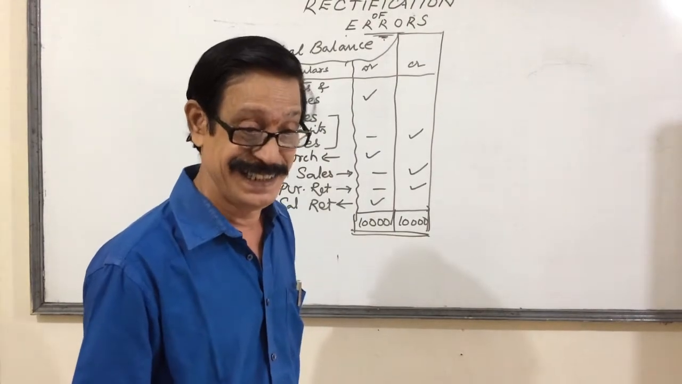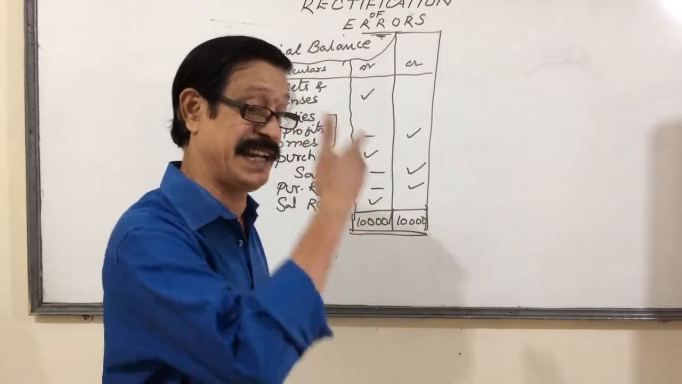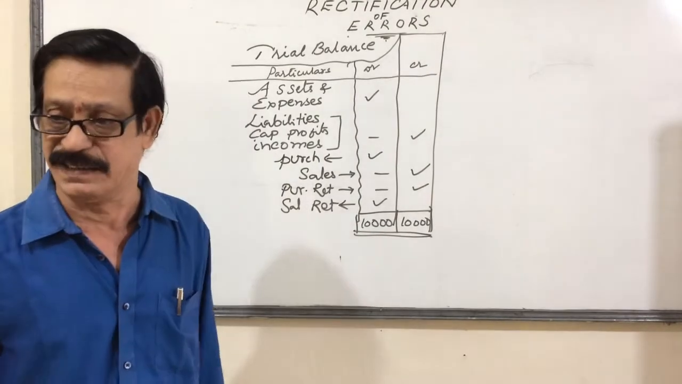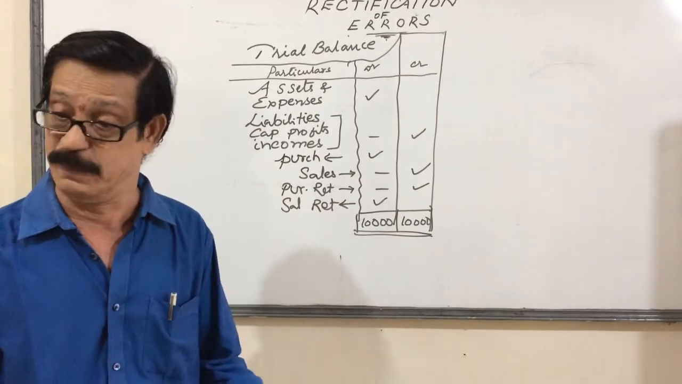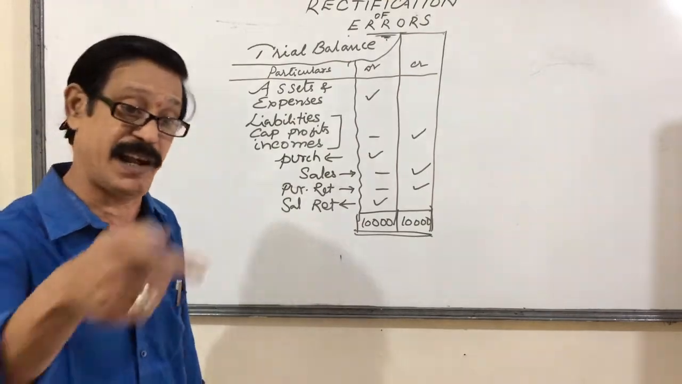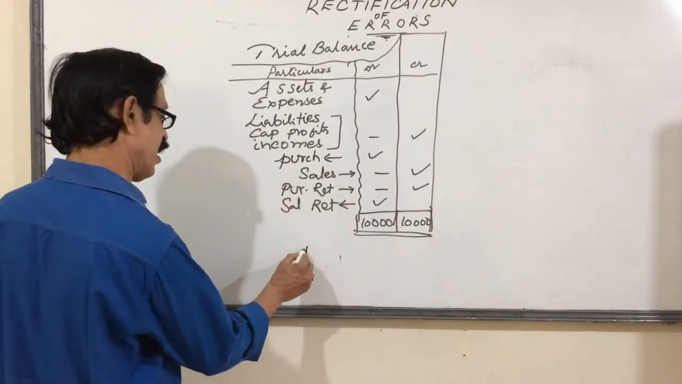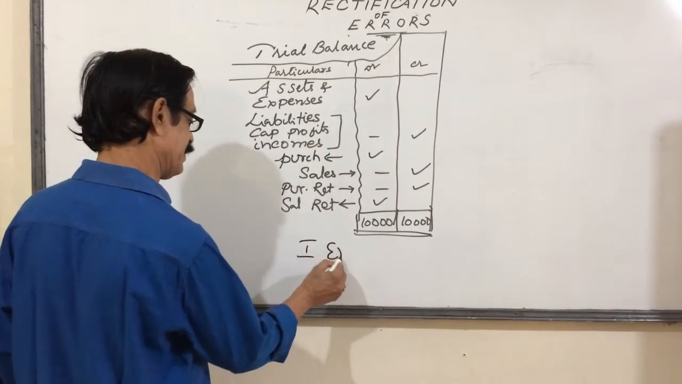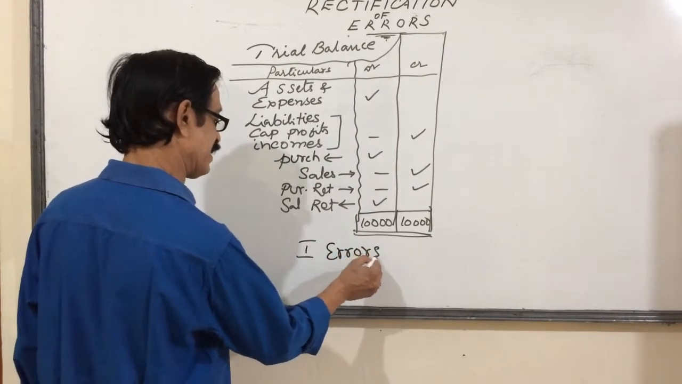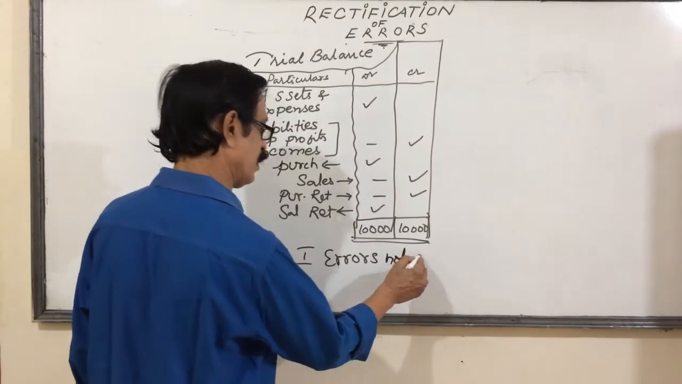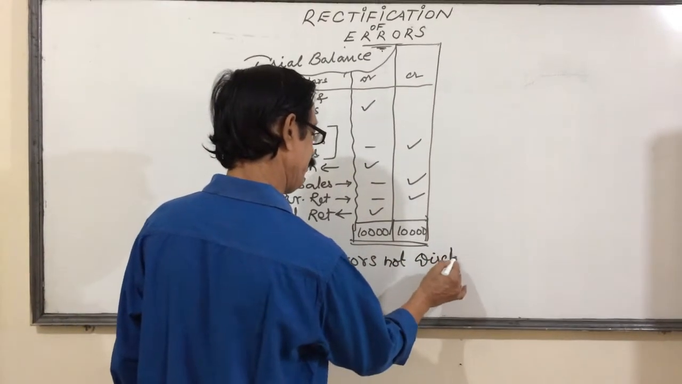Why? Because certain errors may not affect the trial balance. They may not affect the accuracy of the trial balance. That's why the trial balance may tally, but still there are errors. Such errors are called errors not disclosed by trial balance. Well, dear students, understanding or not?